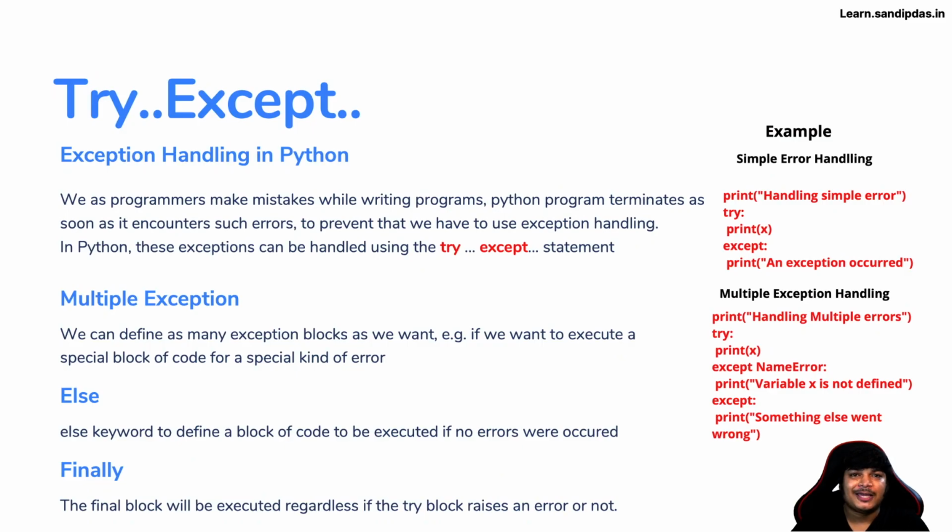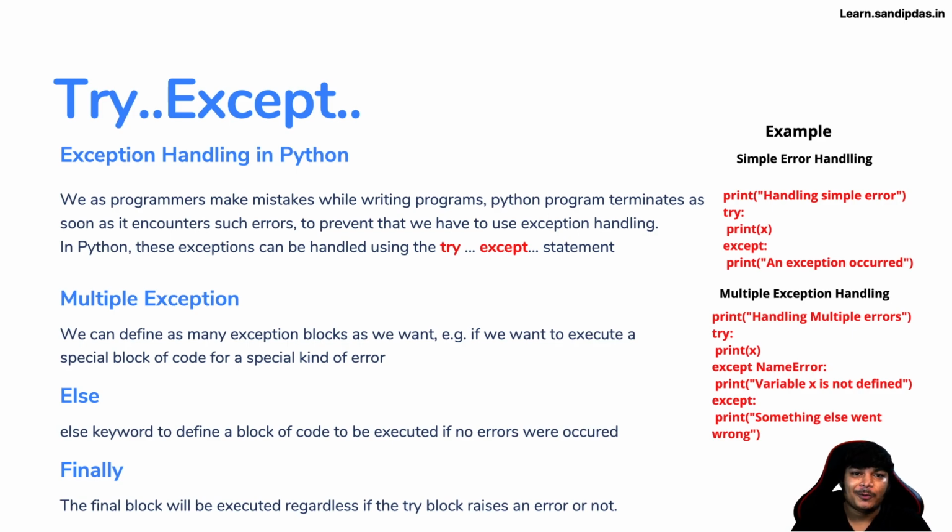Now let's learn about exception handling or error handling. So we as programmers make mistakes, and we make a lot of mistakes, to be honest. And Python programming will be no exception, right? So Python programs terminate as soon as they encounter such errors. To prevent the exit of the program, we should be using exception handling. In Python, exceptions can be handled using the try except statement.